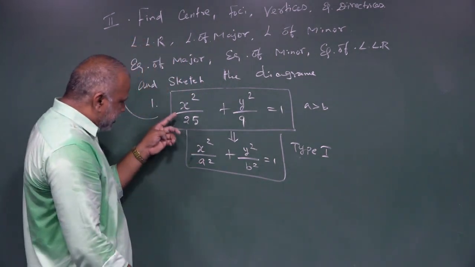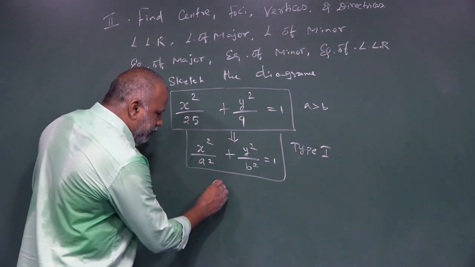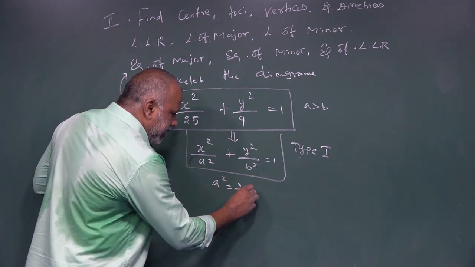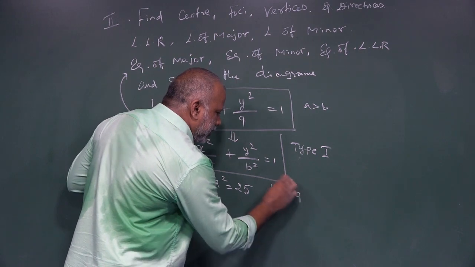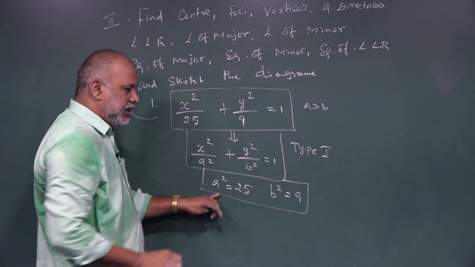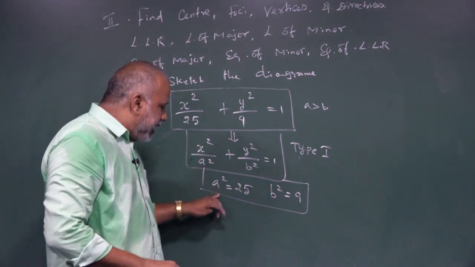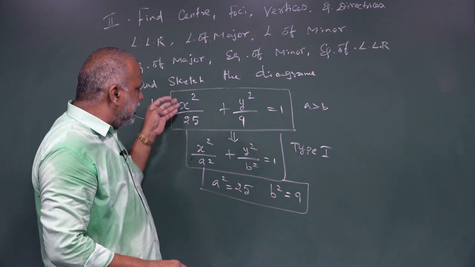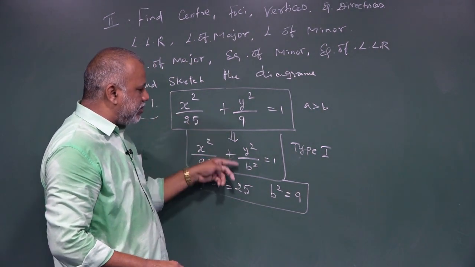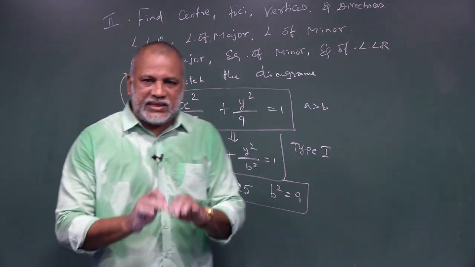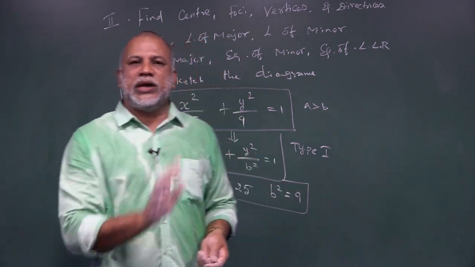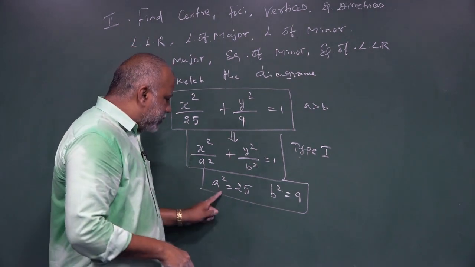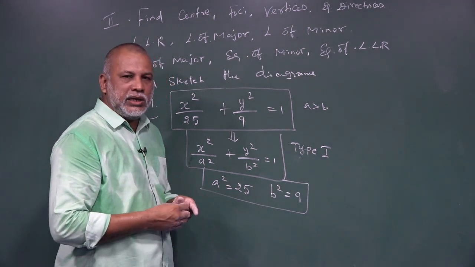See here a squared equal to 25, so we need a squared. A squared equal to 25, b squared equal to 9. See a greater than b. So if a is greater than b, then it is in the form of x squared by a squared plus y squared by b squared equal to 1. Type 1, major axis along x axis. We decided by the first logic that it belongs to type number 1. Then a squared equal to 25, b squared equal to 9.